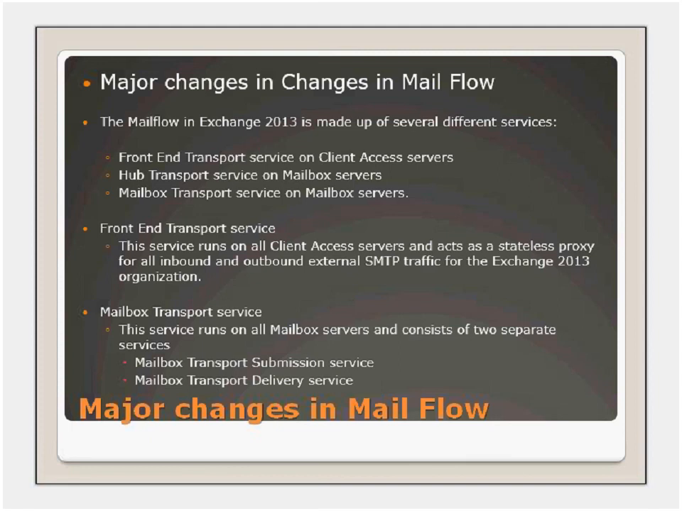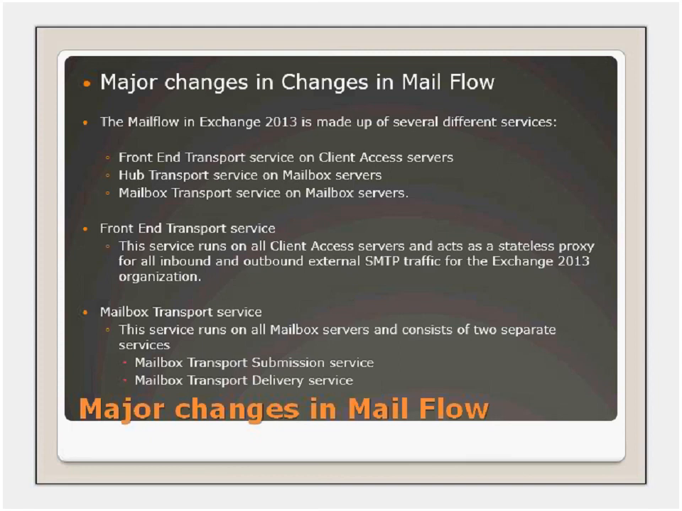Say, the front-end transport service that is going to be running on a client access server is more or less going to be like a stateless proxy, which means it's not going to queue anything. Whatever comes in, it just gets forwarded to the mailbox server role. So that is more like a proxy for your inbound and outbound SMTP traffic. And the other thing is the mailbox transport service.